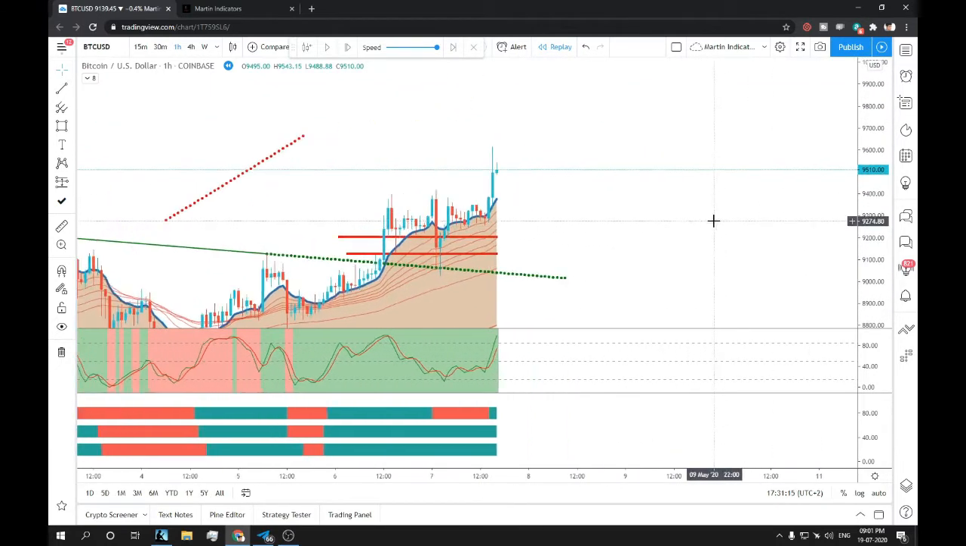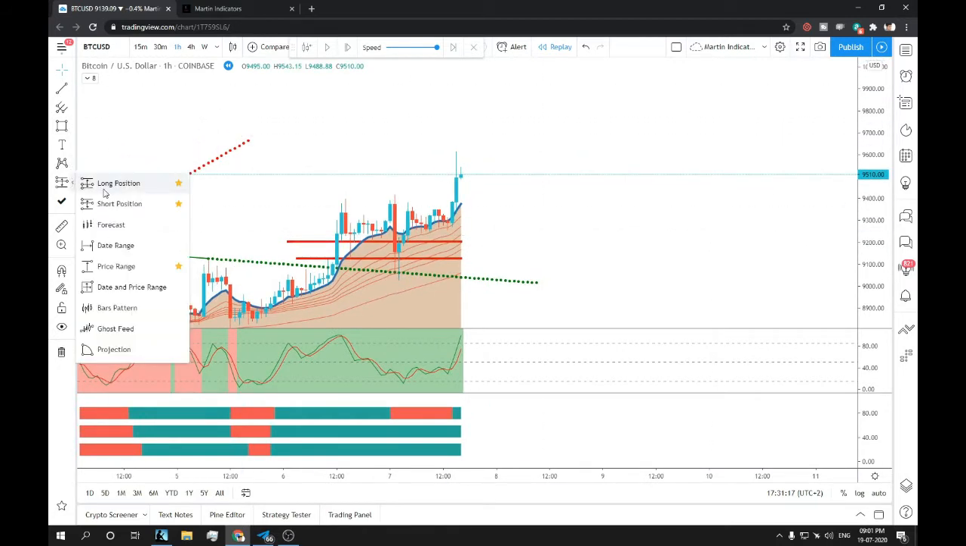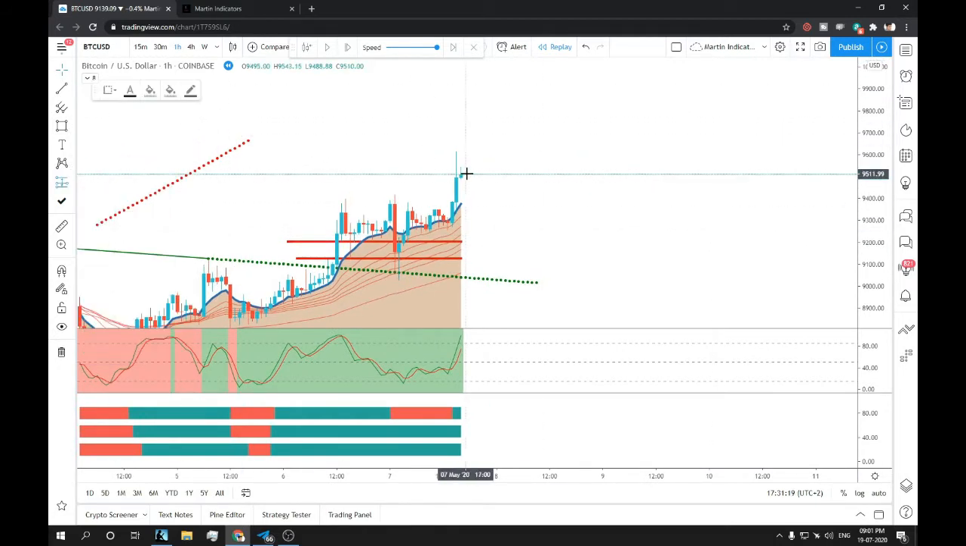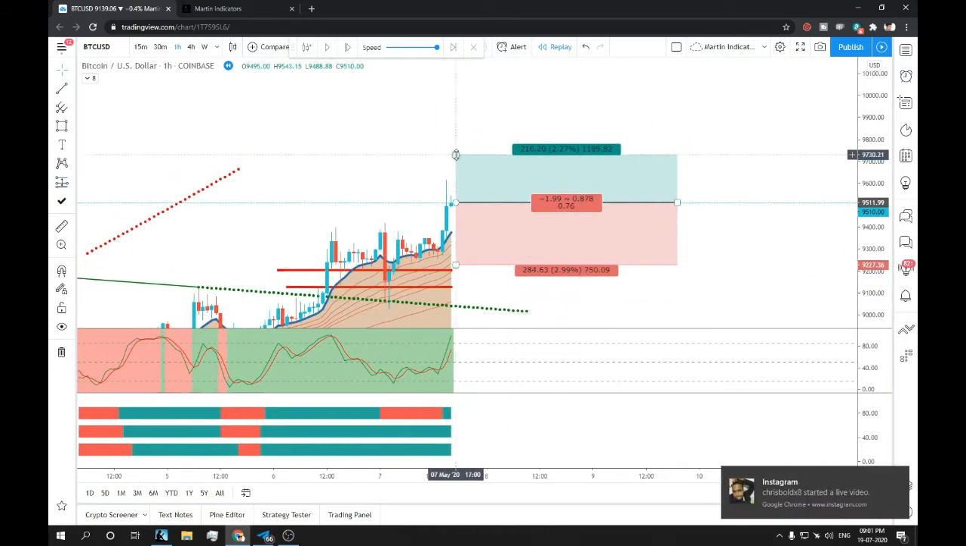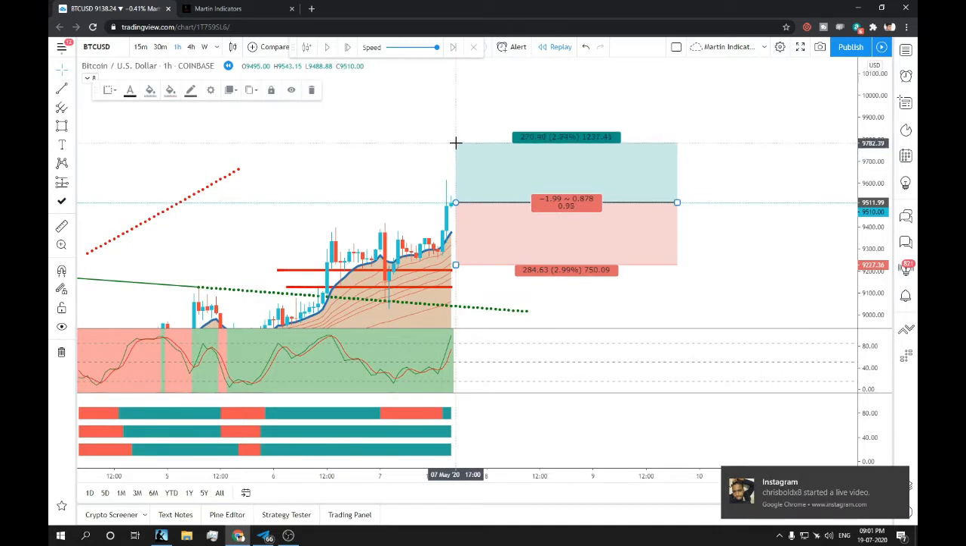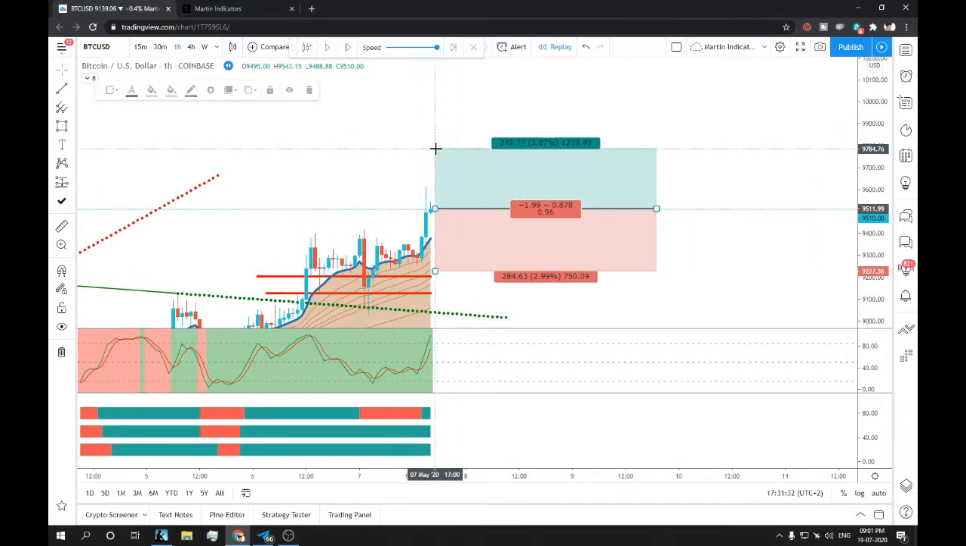So let's see. As you know, in the SAT strategy we take a 1:1 ratio, so we will take the long on the open of the next candle with the stop loss below the previous structure's low. This is the previous structure's low. From there we'll take a 1:1 ratio, that's around 2.99. So let's see how this played out, guys.